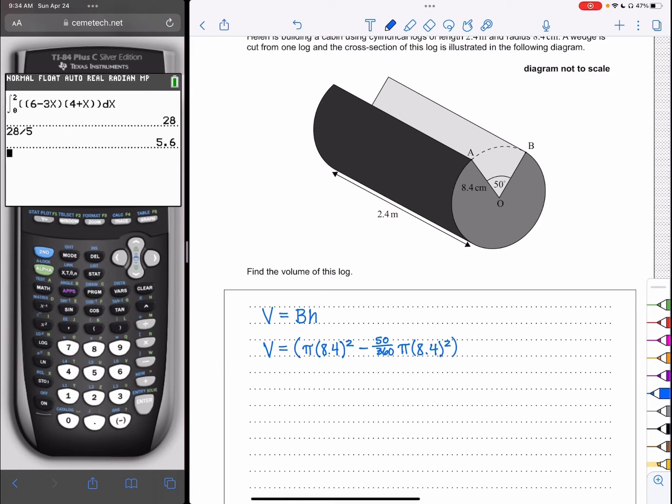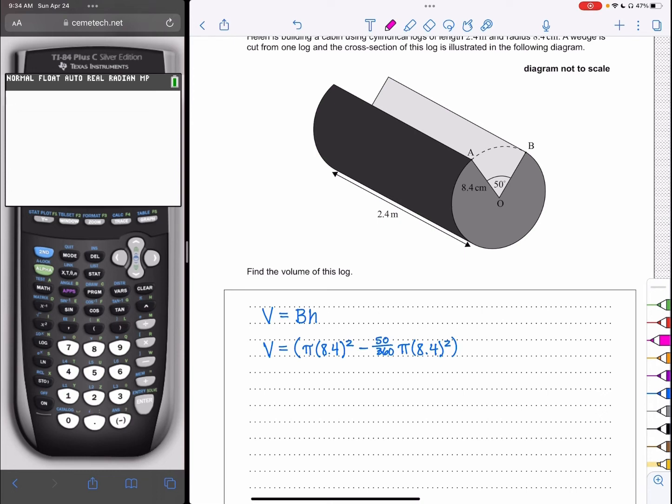So that's the area of my base. I take the area of the whole thing minus the piece I don't want. And then I have to multiply that by the height. Well, one thing you should understand here is that my radius is in centimeters, but the length of my log is going to be in meters. So I have to either convert everything to meters or everything to centimeters.